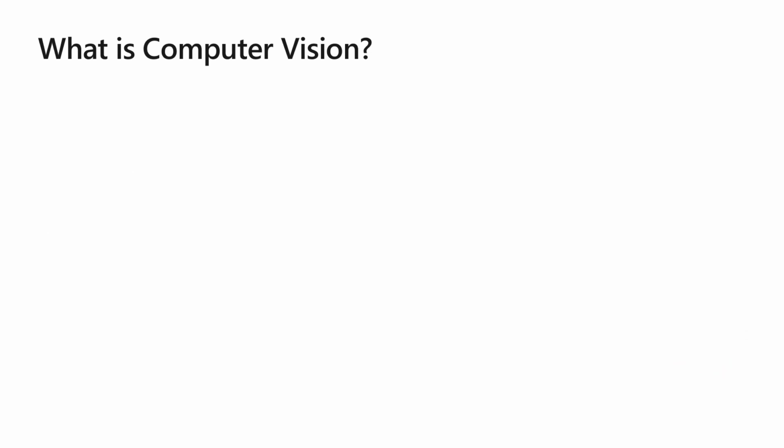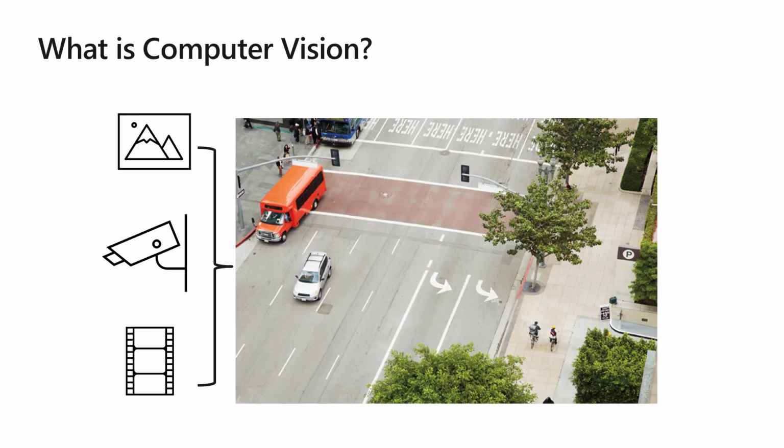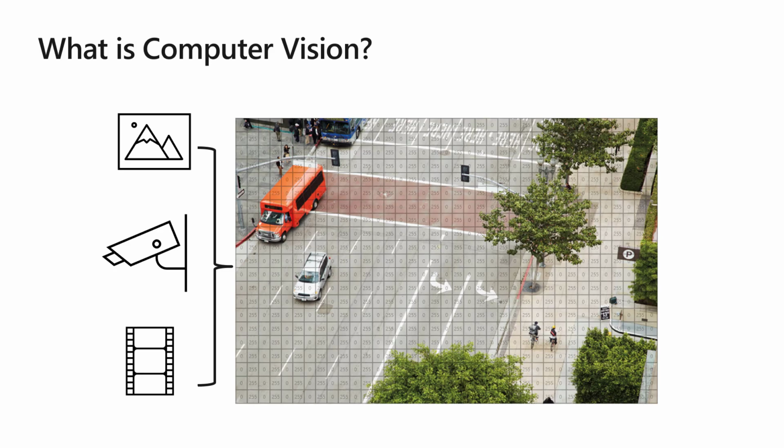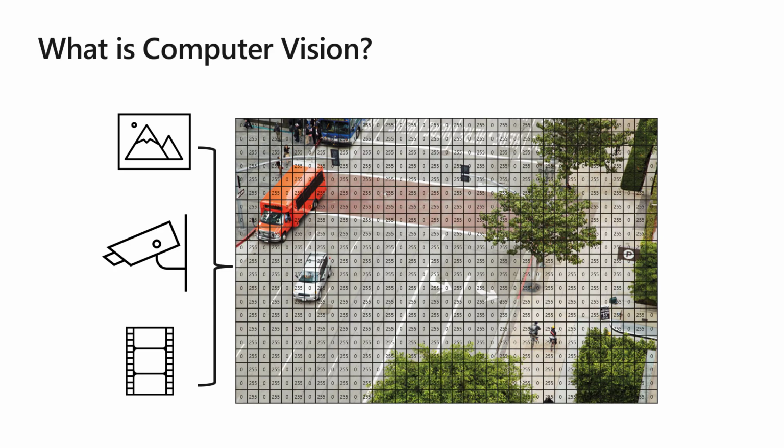So first of all, what is computer vision? Well, computers can see the world through digital images, such as photographs or live camera feeds or recorded video files. Now each digital image is actually an array of numeric values that indicate the colour intensity of each pixel in the image. And you can use these values just like any other data as features to train a machine learning model or to apply transformations and calculations to analyse the image and find patterns within it.